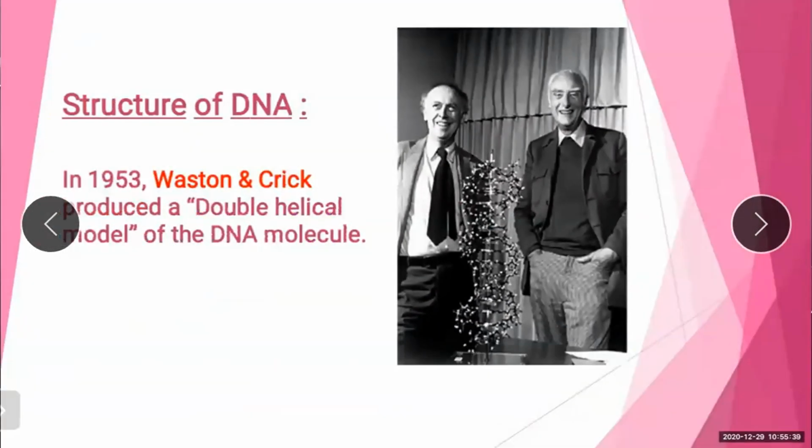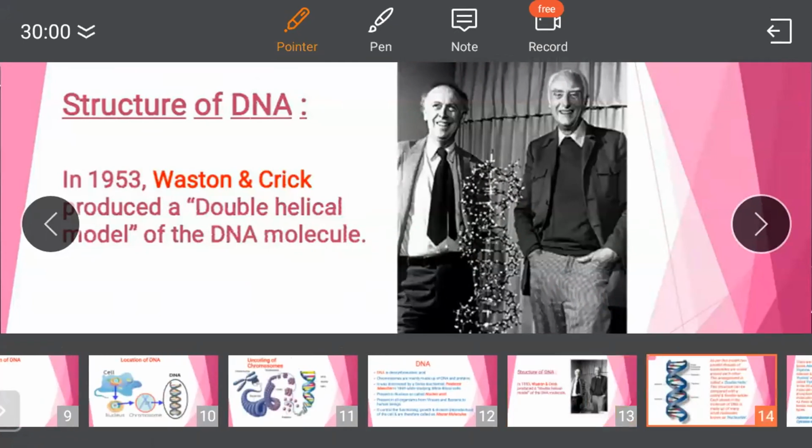Now, we have seen just now the structure of DNA. But who has done this? So in 1953, Watson and Crick produced a double helical model of the DNA molecule. Watson and Crick proposed the model for DNA structure in 1953. Okay, so according to them, the DNA molecule is in the form of double helix.